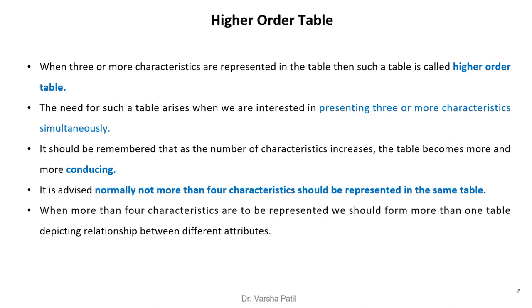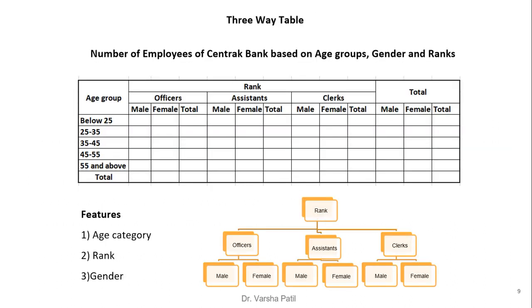Higher order table. When 3 or more characteristics are presented in the table, such a table is called a higher order table. The need for such a table arises when we are interested in presenting 3 or more characteristics simultaneously. It should be remembered that as the number of characteristics increases, the table becomes more and more condensed because a lot of condensation takes place as more features are present. It is normally advised that not more than 4 characteristics should be presented in the same table. When more than 4 characteristics are to be presented, we should form more than one table depicting the relationship between different attributes. Now see the example of a three-way table.